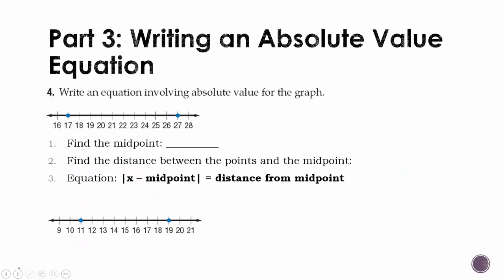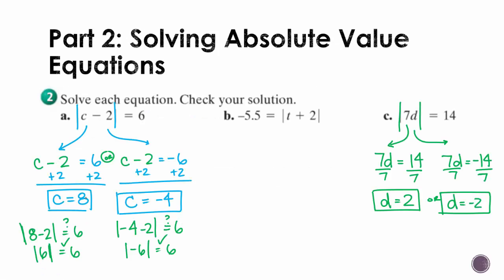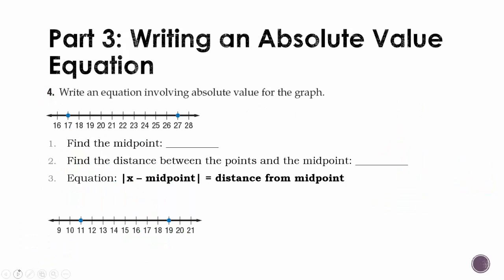One last type of problem. I can give you 2 points here, 17 and 27, and ask you to go backwards. If these are my solutions, like 8 and negative 4, I want you to come up with the equation that would make them true. So you got 3 steps to do this.